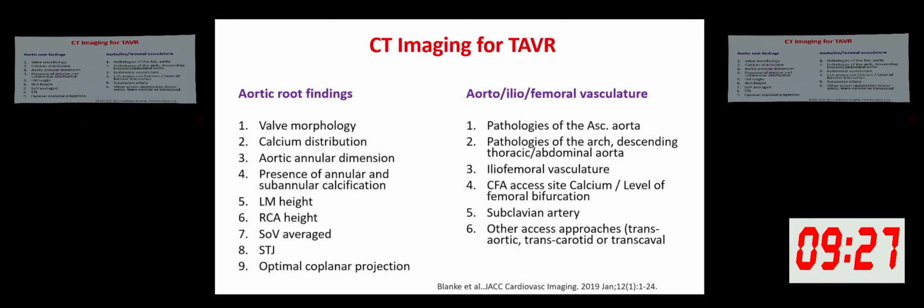What are the things we need in the CT? Valve morphology, calcium distribution, aortic annular dimension, and presence of annular or subannular calcification, left main height, RCA height, and S2J, and optimal coplanar views. And there are multiple views we are discussing, coplanar and commissural alignment and all.